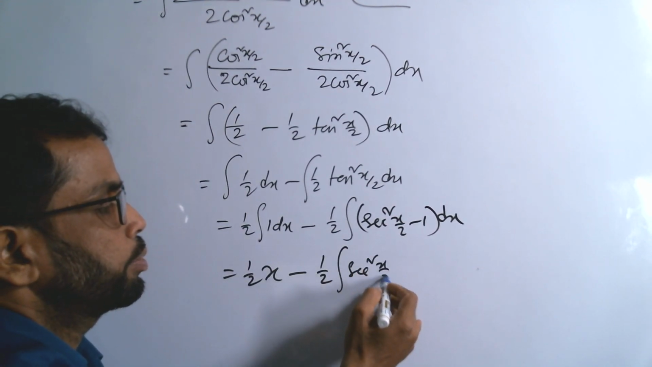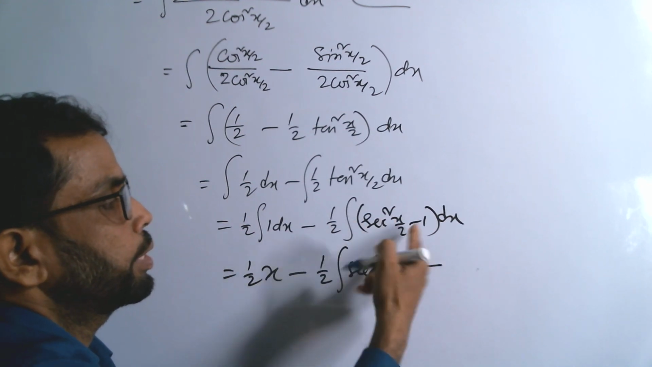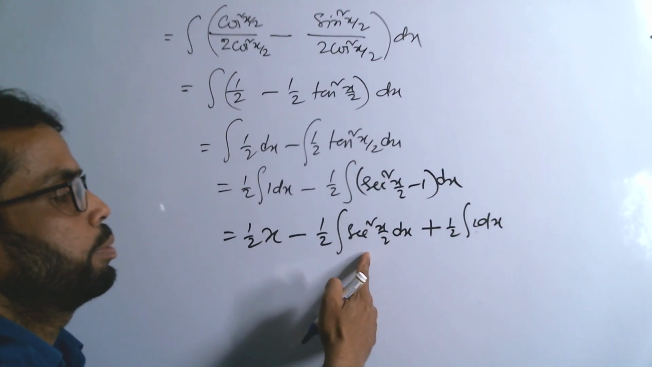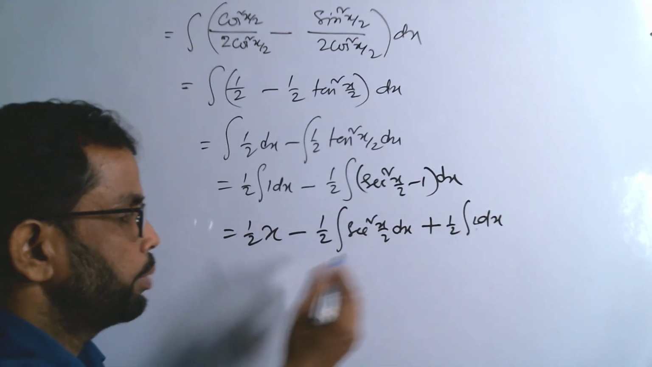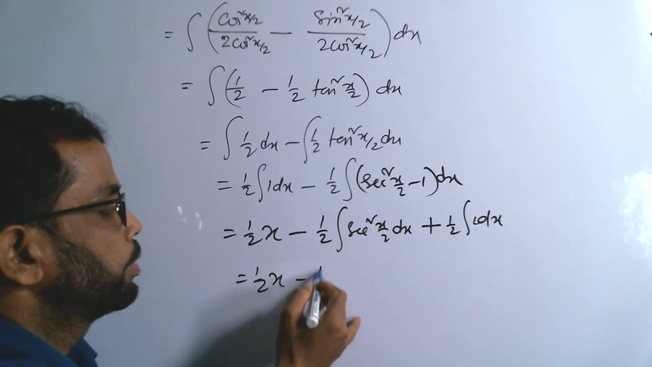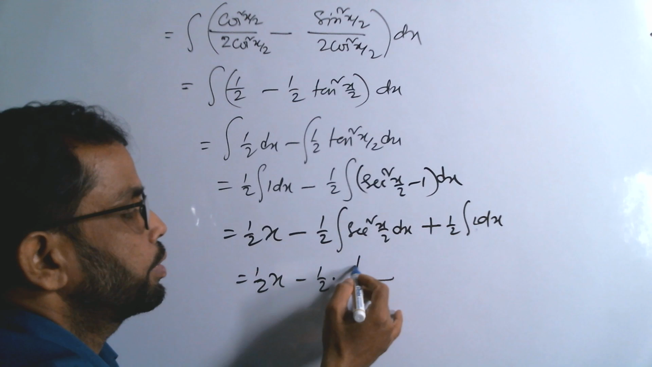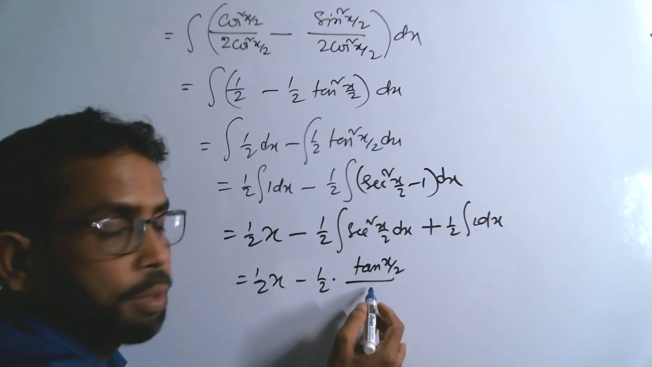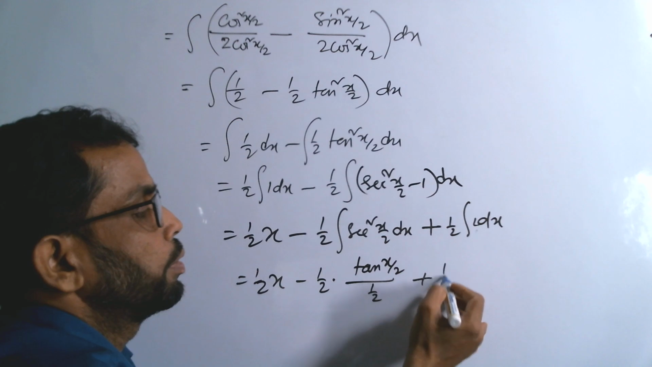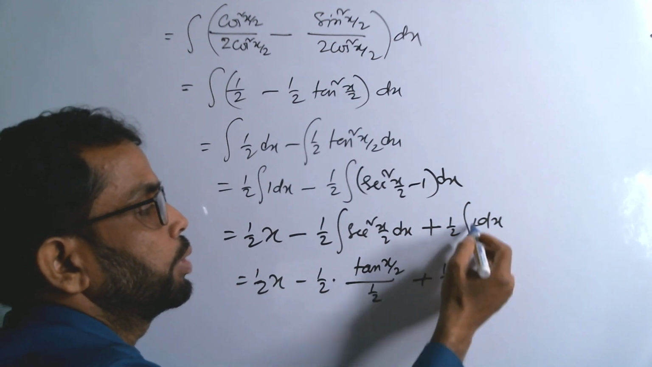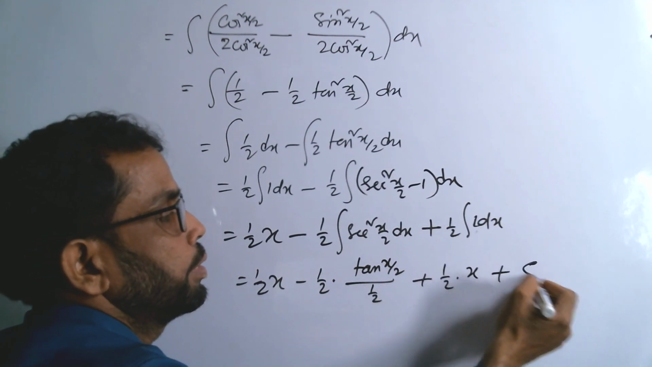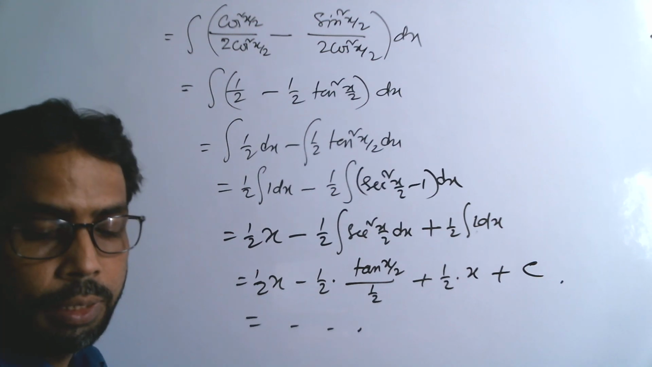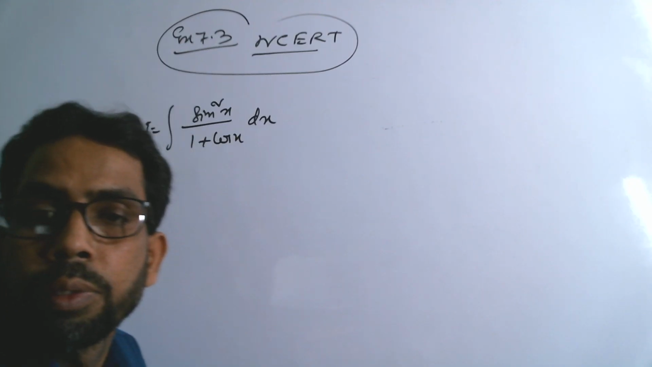Integration of sec square x by 2 dx minus plus 1 by 2 integration of 1 dx. Now this is a basic formula of integration. This is also a basic formula. Integration of sec square is tan, divided by the coefficient of x. The coefficient of x is 1 by 2, and integration of 1 dx is x. Integration is over, plus constant, and then we can write one more step.